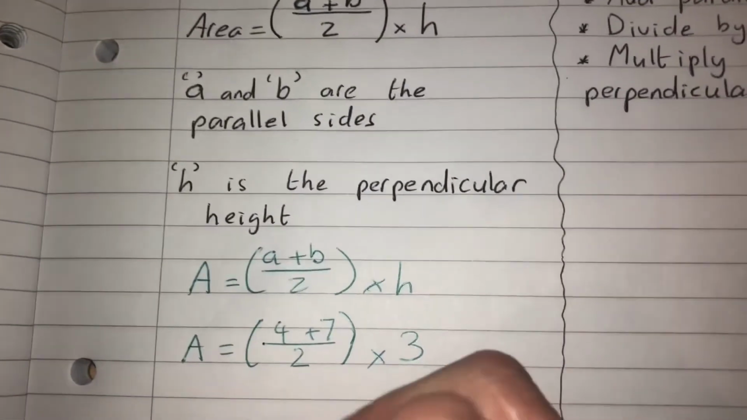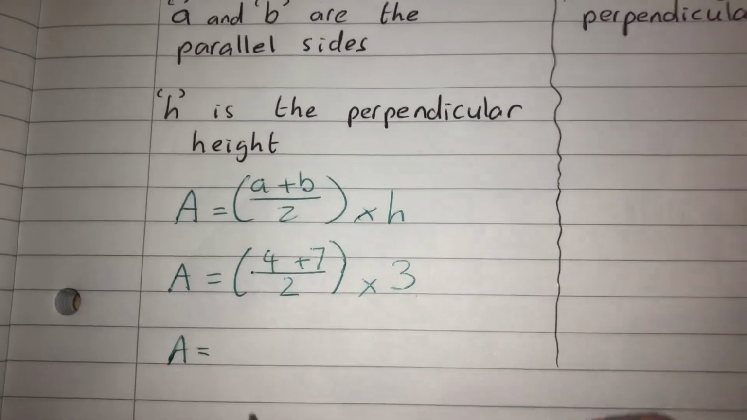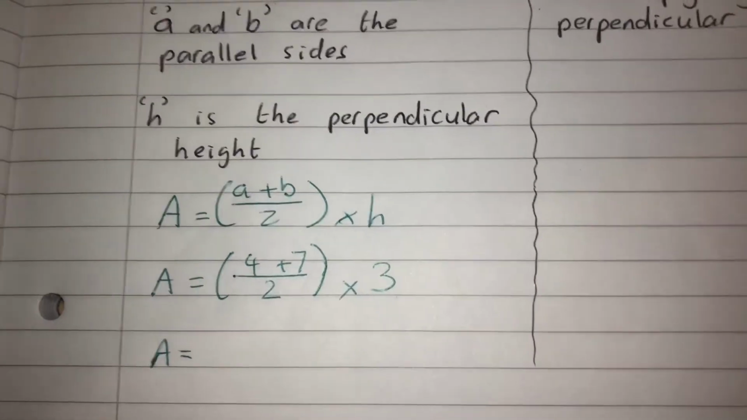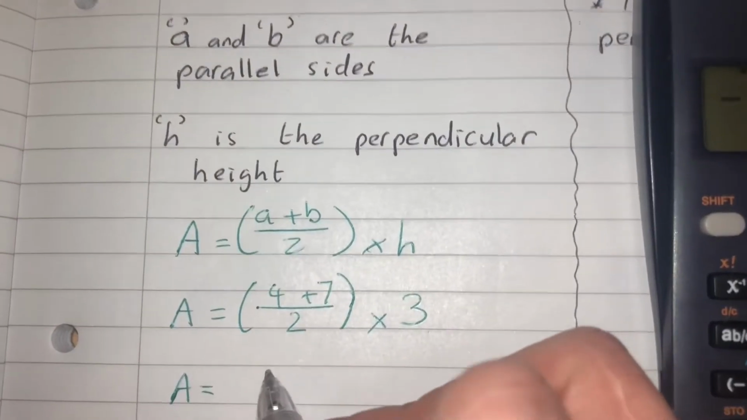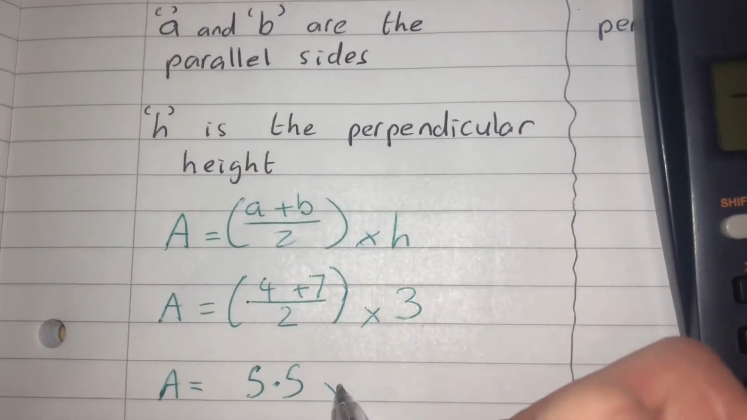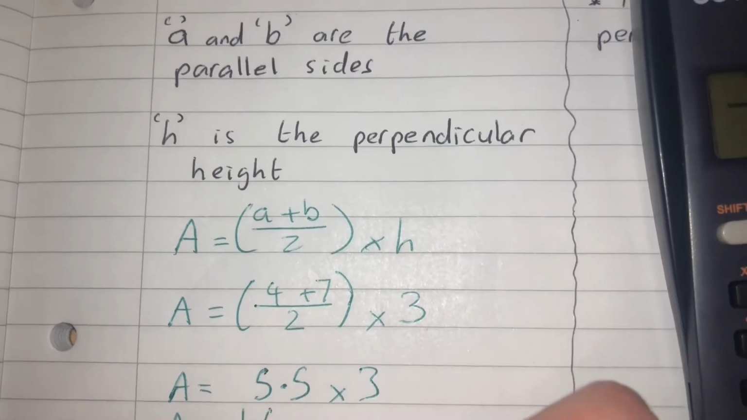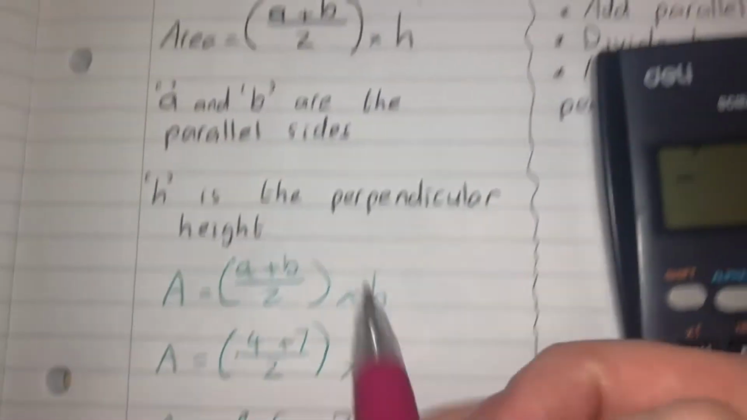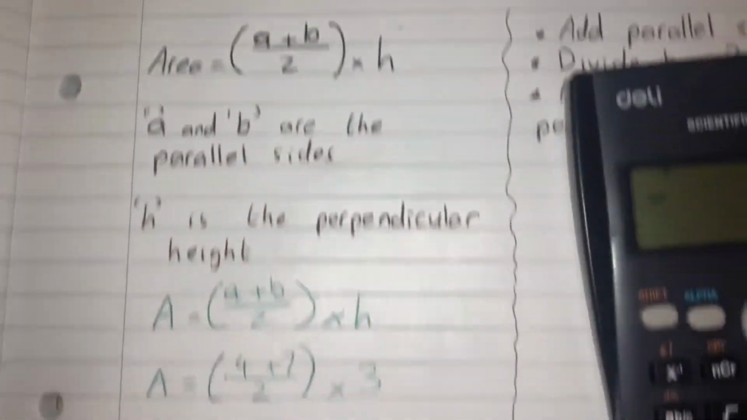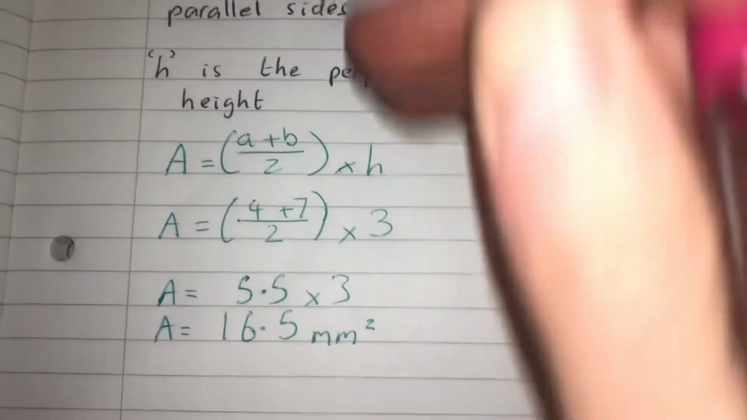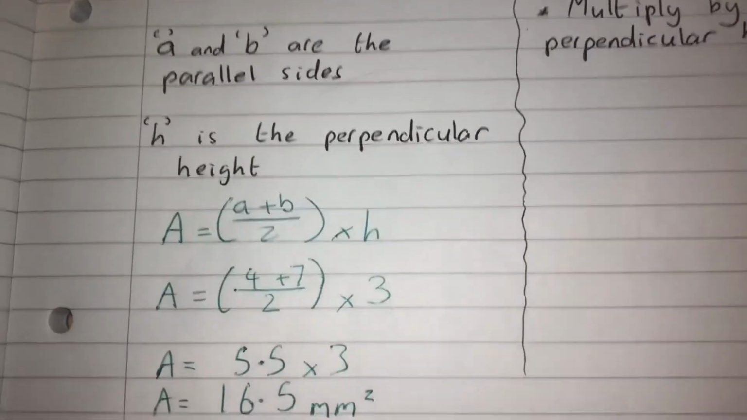Okay. So, again, just a little bit more working out involved with this. 4 plus 7 is 11. 11 divided by 2 is 5.5. And then we're doing 5.5 times 3, which is 16.5. And again, because we're working in millimeters this time, millimeters squared. All right? So that is how we use the formula.